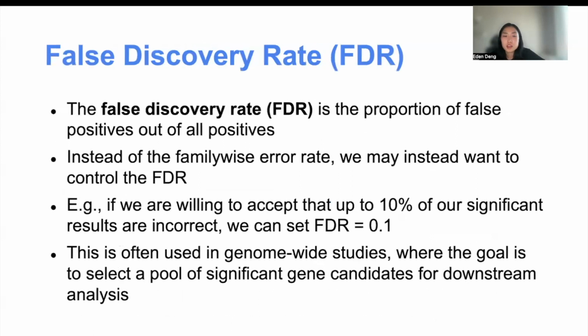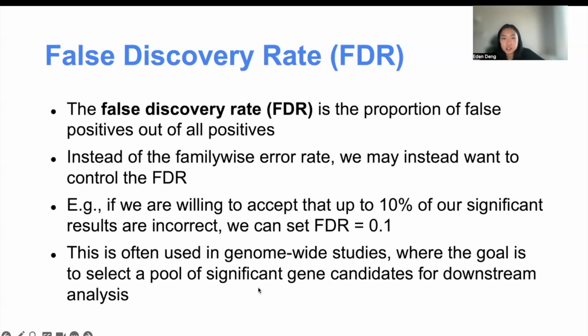So that's where the false discovery rate, or FDR, comes in. FDR is just the proportion of all the positive findings that are false. Essentially, if we say an FDR of 0.1, that would mean we're willing to accept that up to 10% of our significant results are incorrect. This is especially useful if we're doing a lot of tests and we're looking to select some group of maybe gene candidates out of a whole bunch of genes.